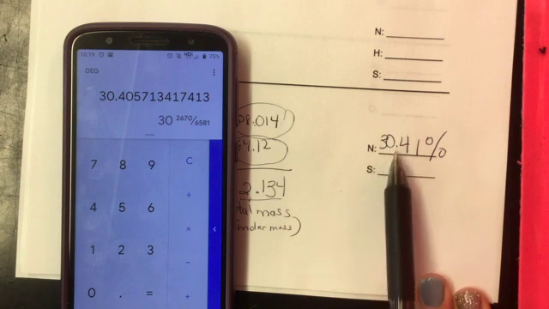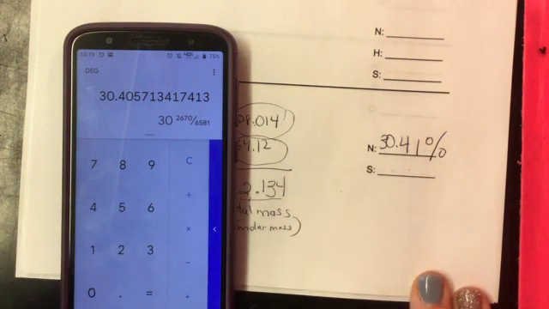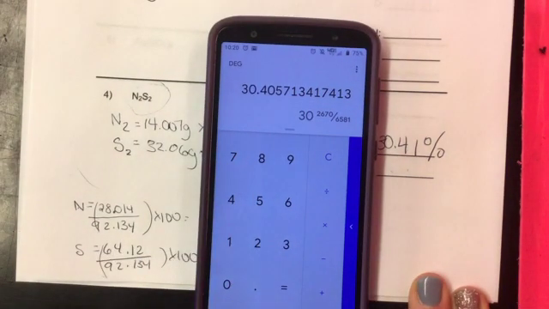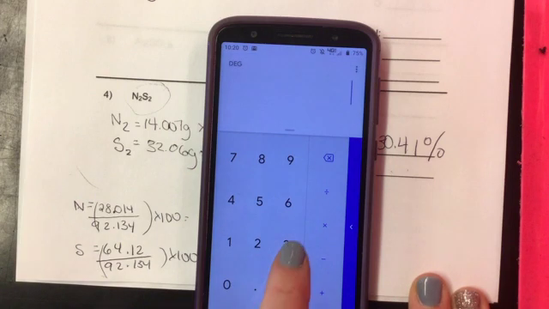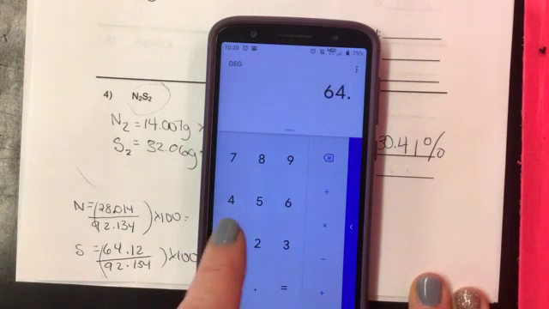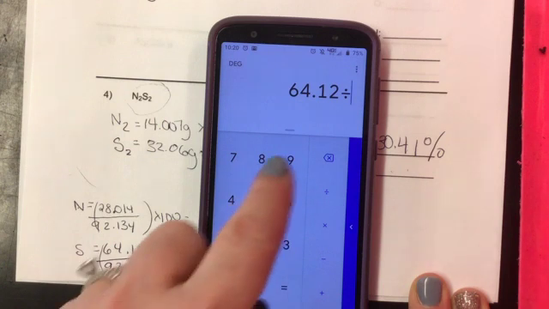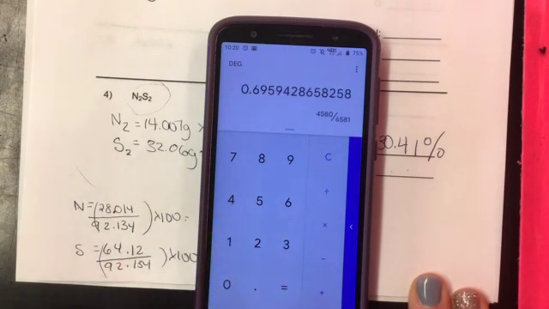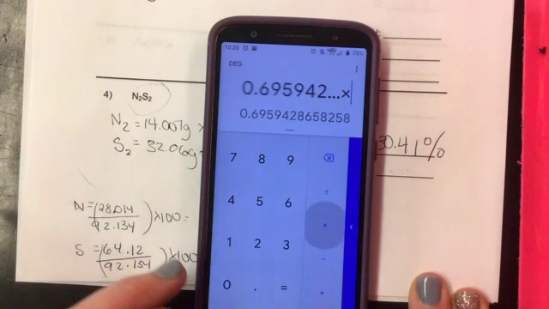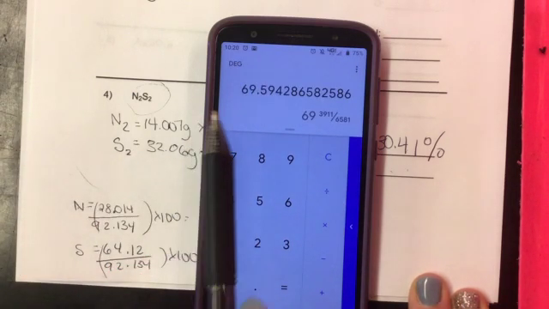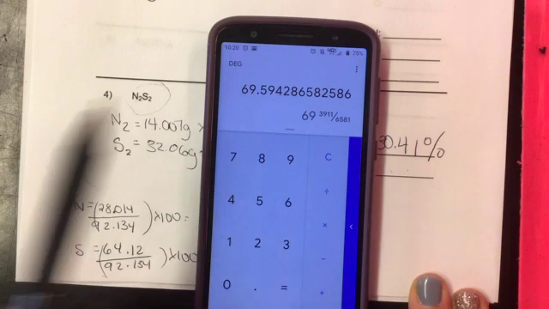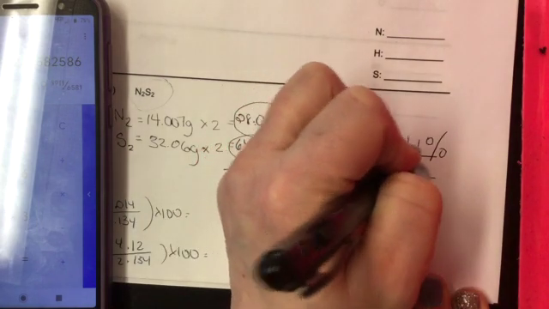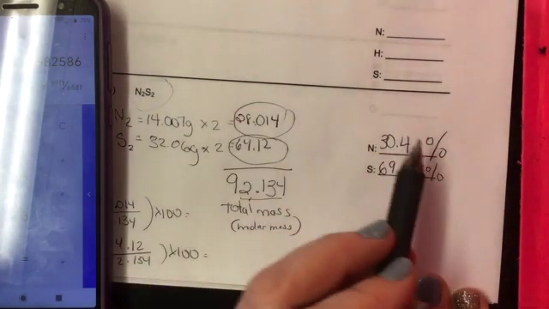69 to 70, because, again, these should add to 100%. So when you're doing this, keep that in mind as you work, right? So let's do the second one, all right? So we do 64.12 divided by 92.134 equals, oh, shocking, 69.59 times 100. All right, so it's 69.594. All right, so 69.59 is fine. I'll put that here. %. And those are your answers.